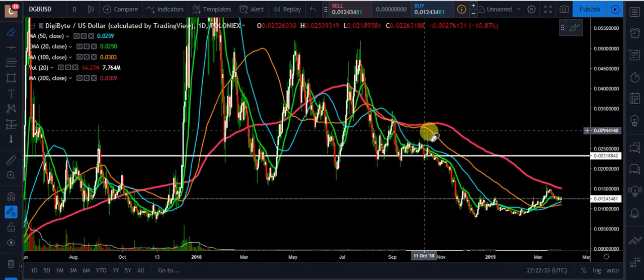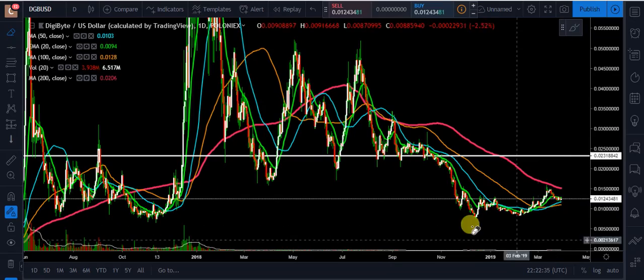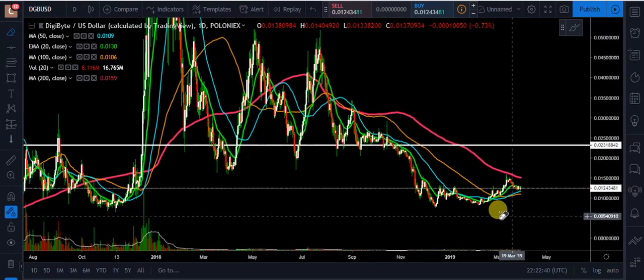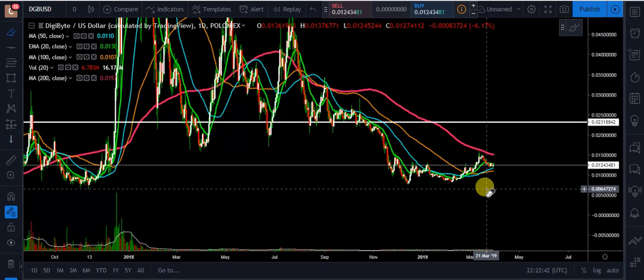You know, we were trapped under this 100-day for quite a long time too, and now we're up above that, guys. Same with the 50, and we're up above that, but now we're starting to get trapped by the 20 EMA a little bit. So in terms of Digibyte, I'm being patient right now. I want to see what happens. I want to see if we're going to break to the upside or if we're going to break to the downside. Those are the key factors.